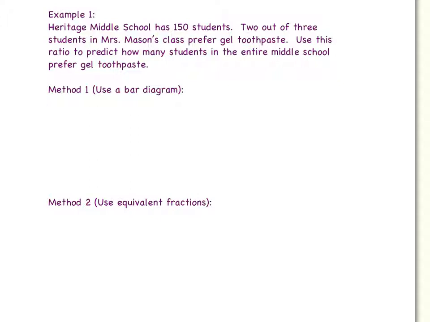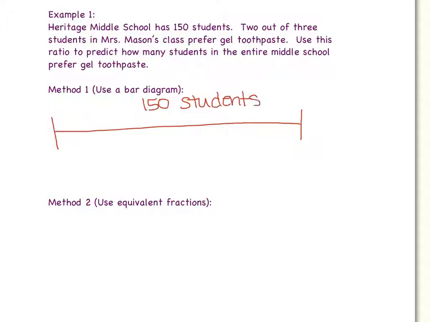So the first thing that we're going to do with our bar diagram is get the information down that we know. So we know that there are a total of 150 students. I'm going to write that at the top. 150 students. Now, the next thing I know is that 2 out of 3 students in the class prefer the gel toothpaste. So what I'm going to do next is split this bar into 3 sections. Now, I'm just estimating, but these are supposed to represent exactly equal sections of the 150 students.